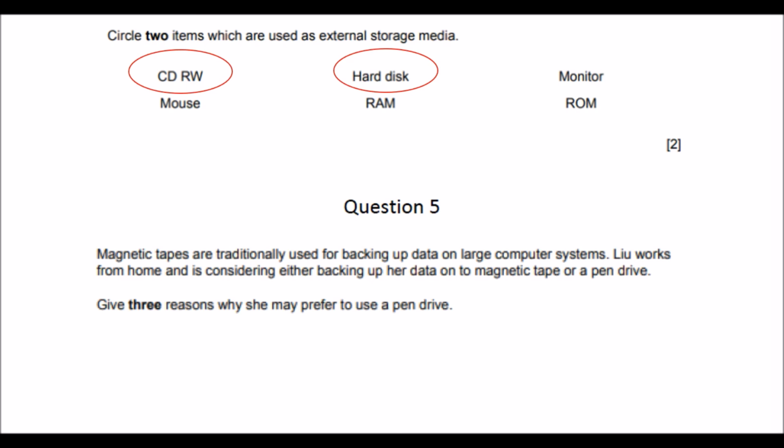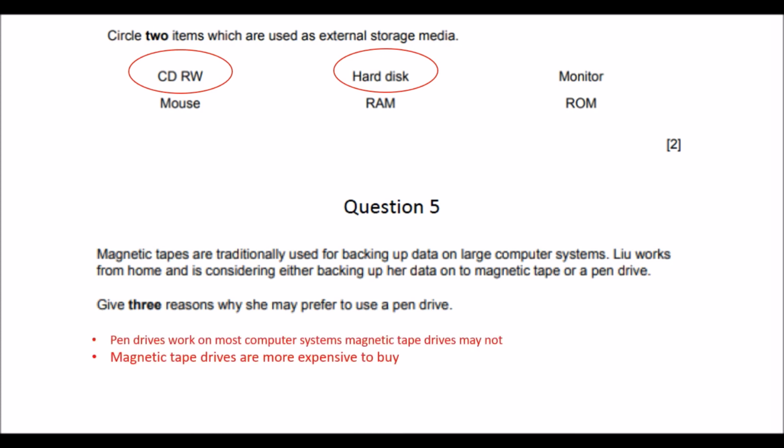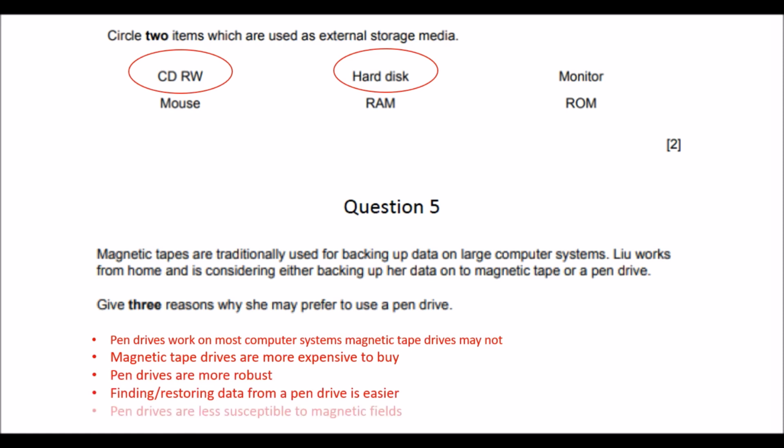Just try to read the question. What are the two reasons why she might actually use the pen drive instead of using magnetic tape? Well, pen drives work on most computers, alright? The magnetic tape drives are more expensive to buy. As we talked earlier, magnetic tape can hold up to like 128 terabytes, very expensive. Pen drive is quite cheaper. Pen drives are more robust as well. Finding or restoring data from a pen drive is easier than magnetic tape.